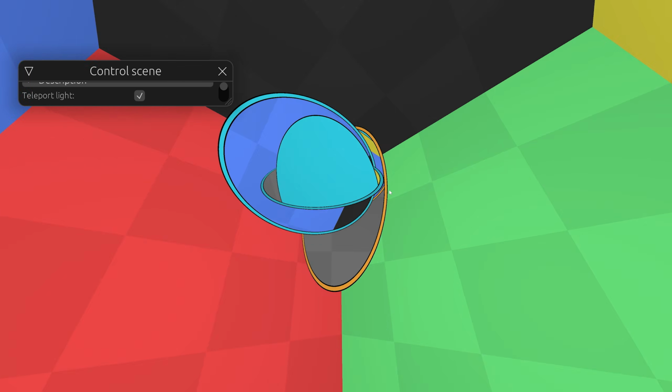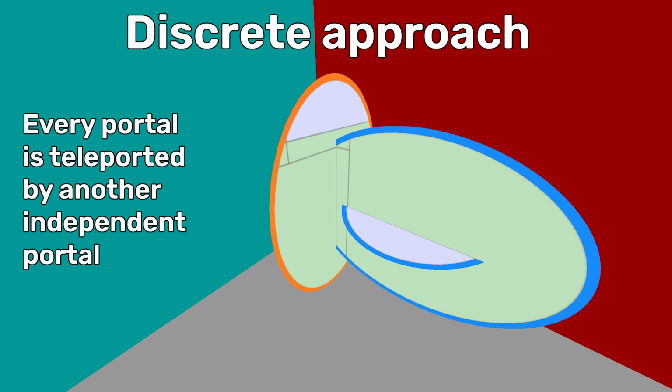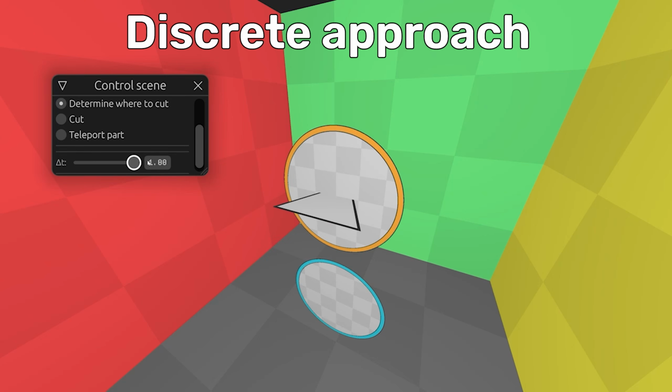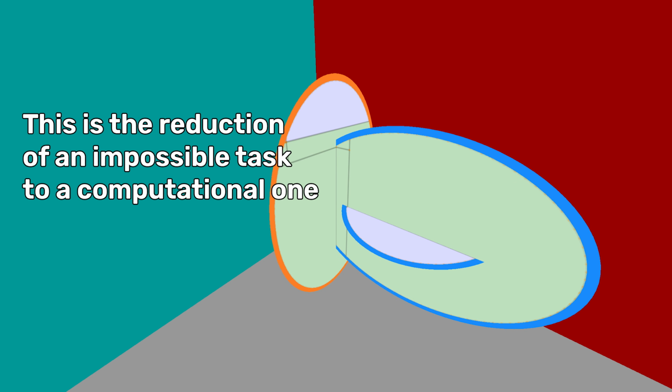Fortunately, this doesn't work like that, and this process will stop. In this scene we got fortunate because there is a small number of parts, but for other setups this can work badly. Do you remember I said that every portal is teleported by another independent portal? So this is the essence of the discrete approach. We cut a portal into pieces until we have each portal teleported by another independent portal to get rid of paradoxes. This is the reduction of an impossible task to a computational one.